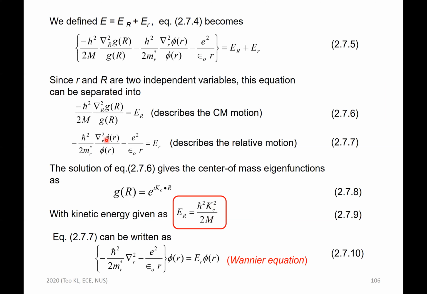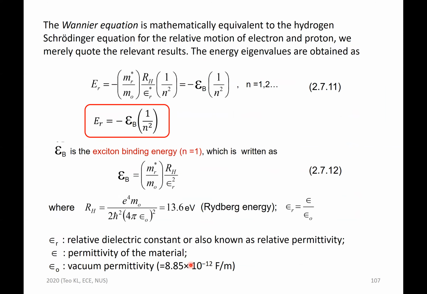For the relative motion, this is known as the Wannier equation, and this can be solved very similarly to the hydrogen atom. I will just quote the result for this equation. Basically, it's mathematically equivalent to the hydrogen Schrödinger equation. So the energy itself, if you model after the hydrogen atom, involves Mr*, the reduced mass of the electron effective mass and hole effective mass, and it involves the Rydberg energy, which is 13.6 eV, the binding energy of the hydrogen atom. Epsilon r is the relative dielectric constant of the semiconductor, and n is an integer.